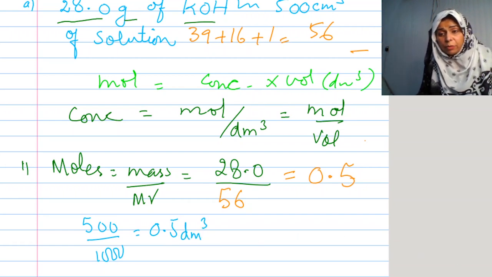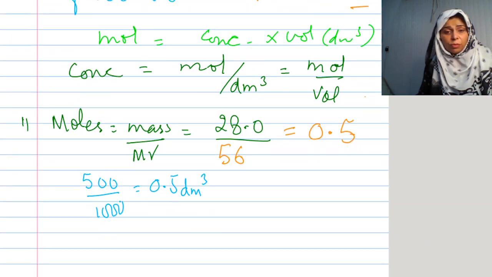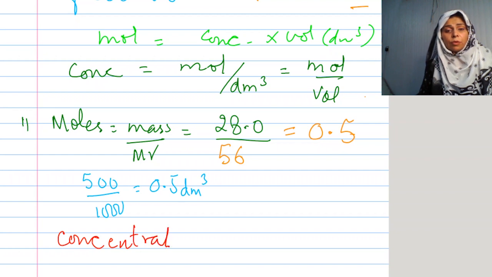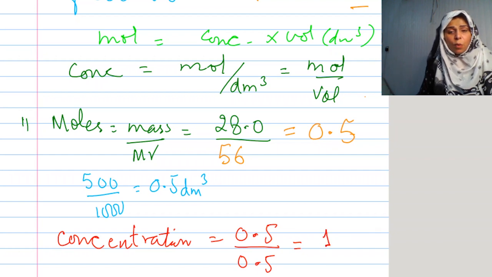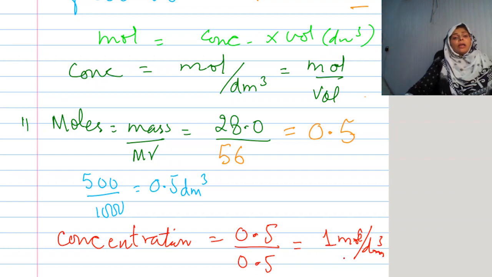Now we have to calculate the concentration, mole over volume. We write the formula of concentration, mole over volume. Moles are 0.5 and volume is 0.5 decimeter cube. The answer will be 1 mole per decimeter cube. So this is the way you have to calculate. Practice these questions again and again to get full command of them.